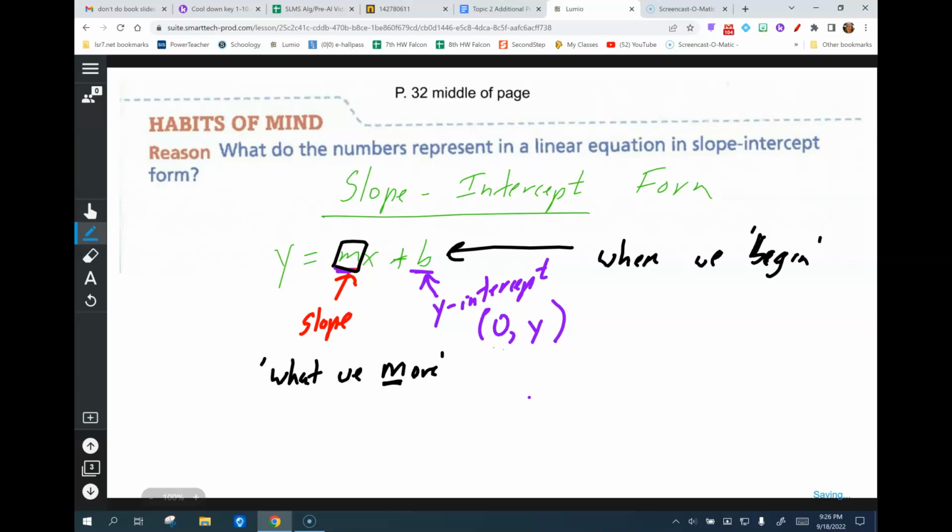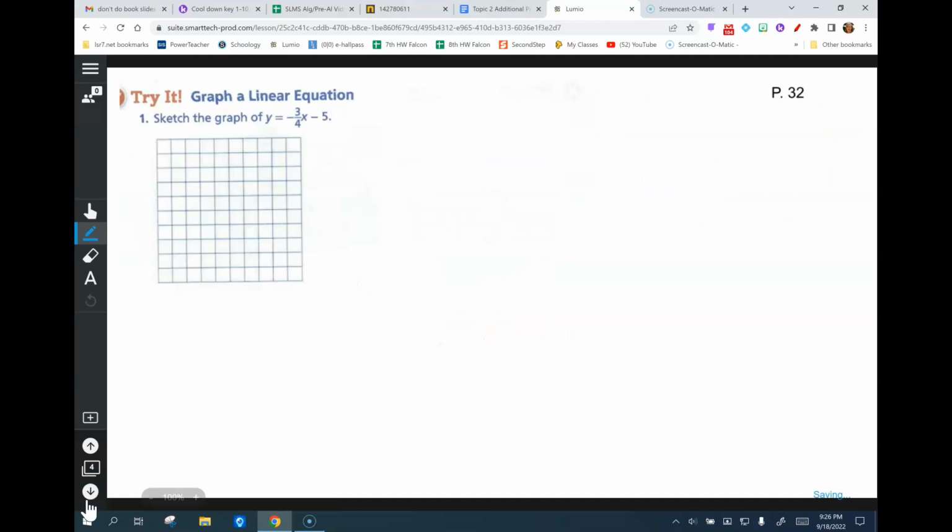Okay, where we begin. That's our B. That's what we're going to be using. Okay, that's our slope-intercept form. So let's look at a problem using that. This one is in your book. We're still on page 32.